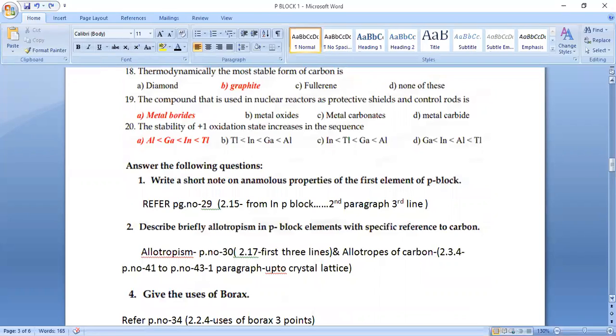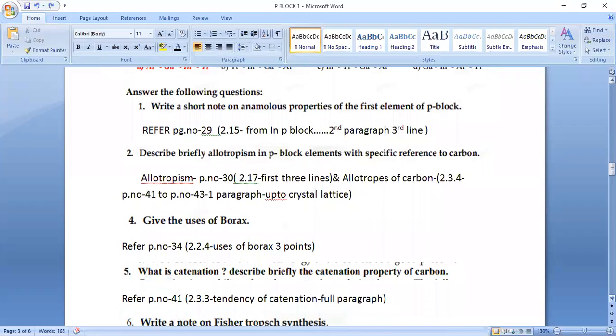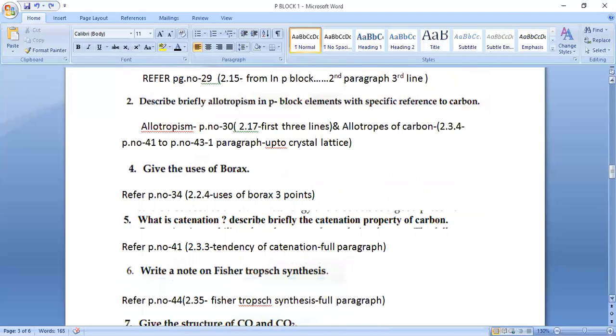So allotropes of carbon is in 2.34, page number 41 to page number 43, first paragraph. So up to that line, crystal lattice. So next, uses of borax. For the answer, we need to refer to page number 34 under 2.24, under the topic uses of borax. So 3 points are there. So you need to read all the 3 points.